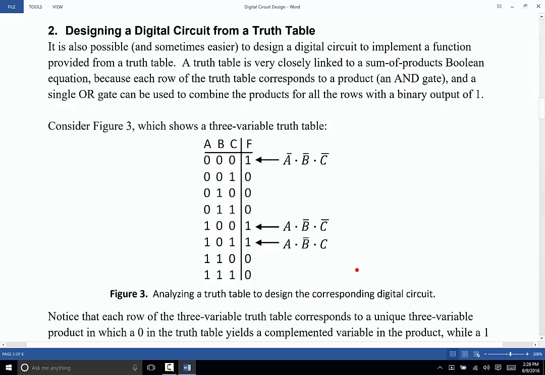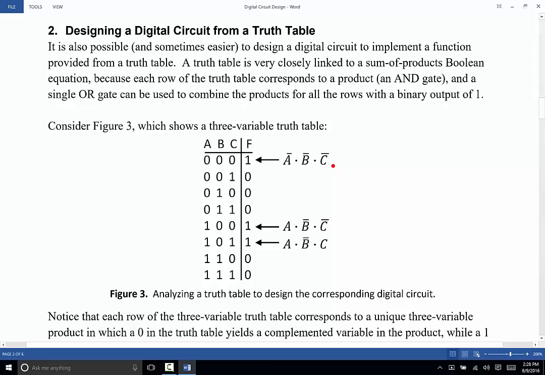So the question is, can we convert this truth table into a sum of products expression? And the answer is yes, we can. What we need to do is look at the rows that contain a 1 as the output. So you can see here in this example, there are 3 rows that contain 1s as the outputs. I'm going to take each row one at a time. So here you can see this corresponds to A equals 0, B equals 0, and C equals 0. Or I could write that as not A, and not B, and not C.